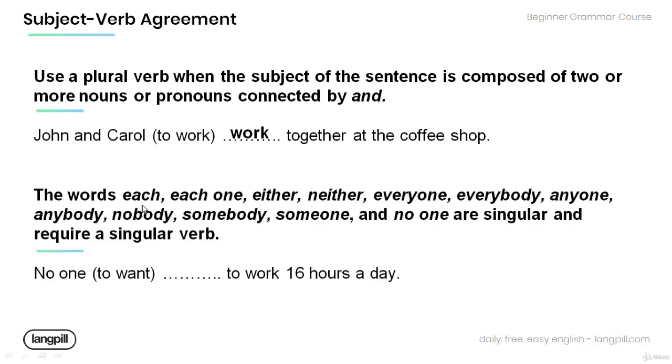Also note that the words each one, either, neither, everyone, everybody, anyone, anybody, nobody, somebody, someone, and no one are singular and require a singular verb. Now have a look at the following sentence and fill in the blank using the appropriate form of the verb. No one to want to work 16 hours a day. No one wants to work 16 hours a day.